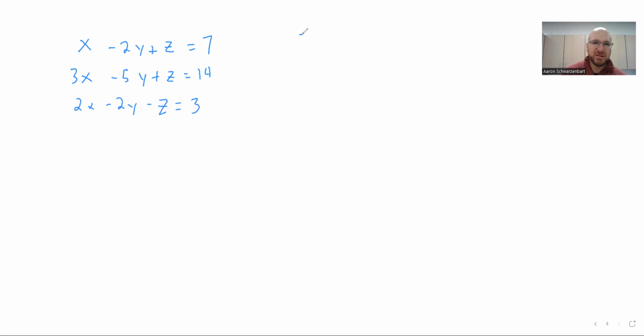So what we do is we take our coefficients, 1, -2, 1, and then our 7. This is actually going to be a 3 by 4 matrix. And what's sometimes put in here is a little vertical line here, separating my coefficients from my solutions for each equation.